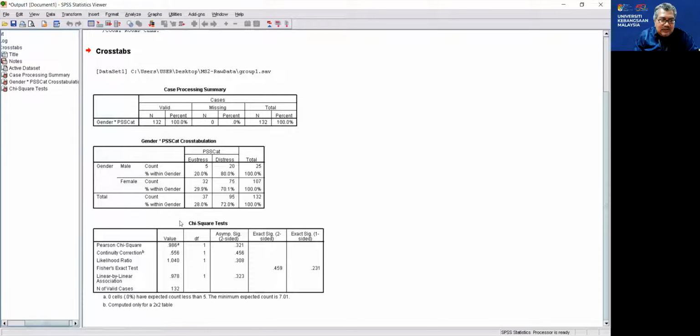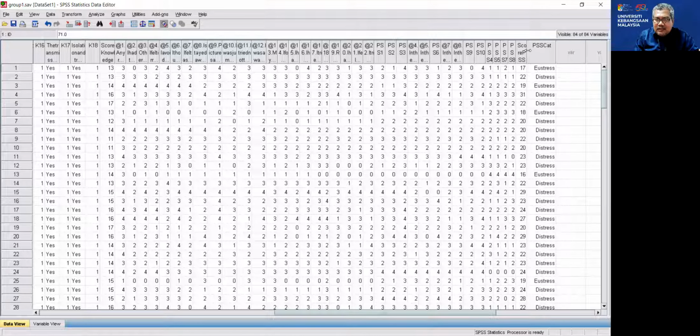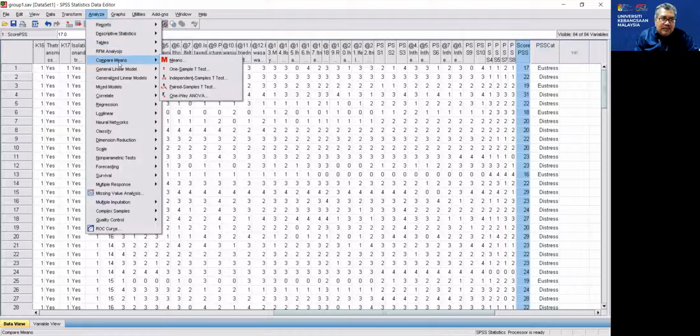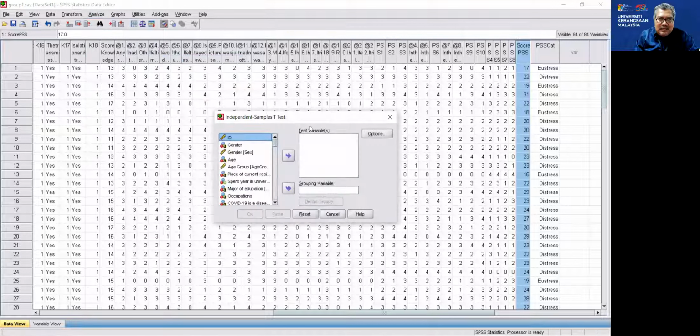For testing the T-test, we are going to compare boys and girls, which one has got the highest score. So instead of taking the categorical data, we are taking the original raw data. The raw data is this one, the score for PSS. So we're going to compare boys and girls. We go to analyze, compare means, independent sample T-test. We are comparing the score of stress. So that's the test variable, score PSS.